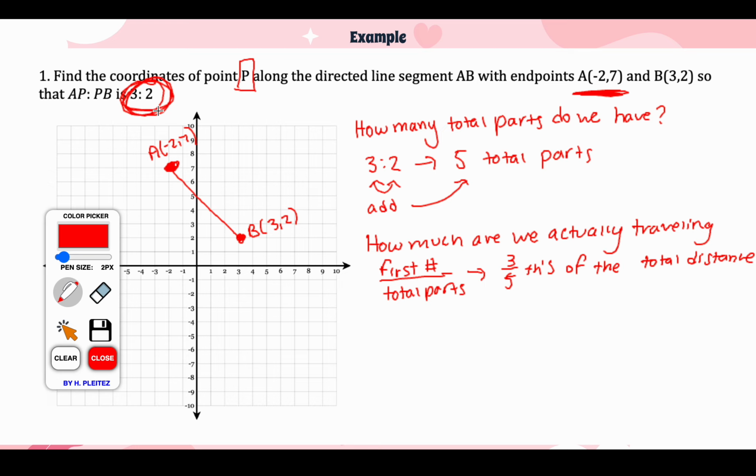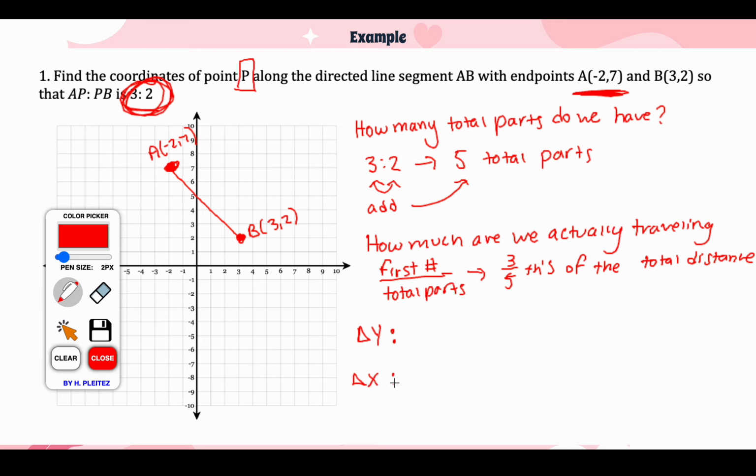We want to go 3/5 of that total distance so that we can split this segment up like the question wants. So just thinking about this conceptually for a minute, when we travel along the coordinate grid, we have to travel in the y direction, which is going up and down, right? But then we also need to travel in the x direction, which is going left and right. So a big concept is figuring out, going from A to B, how much am I traveling in the y direction, which is delta y, and how much am I traveling in the x direction, which is delta x. So let's actually figure that out right now.